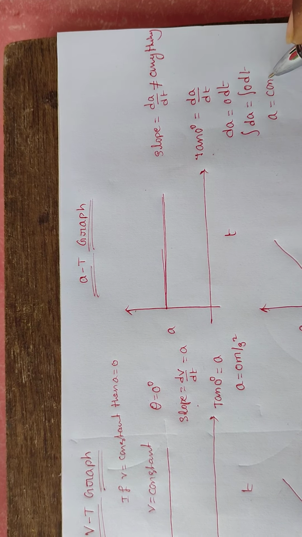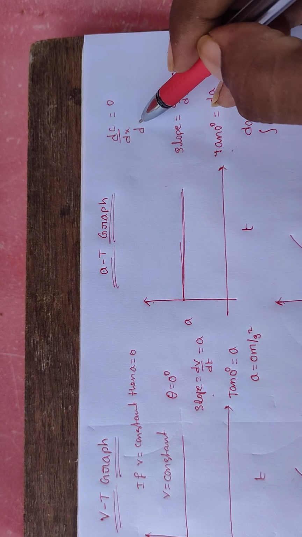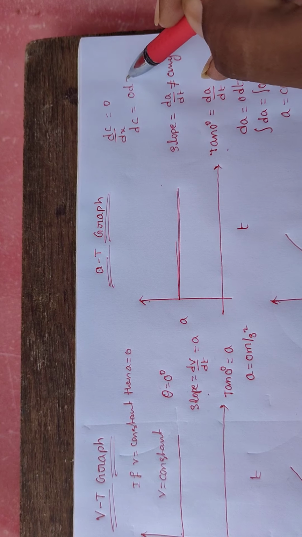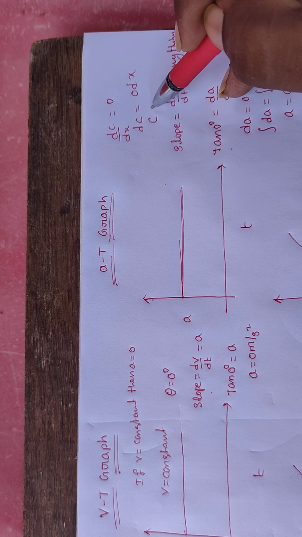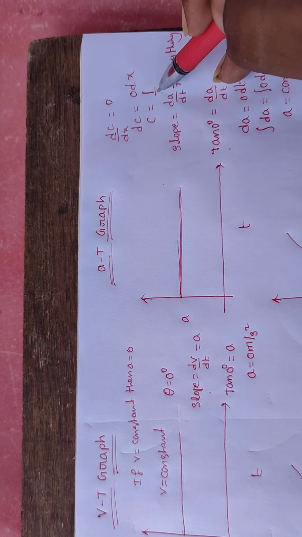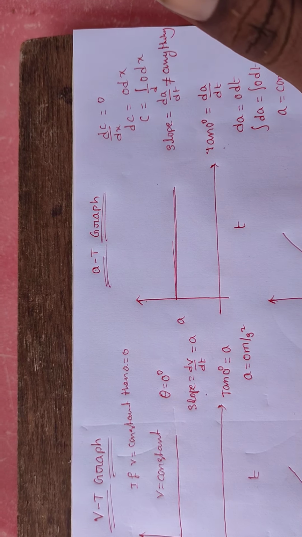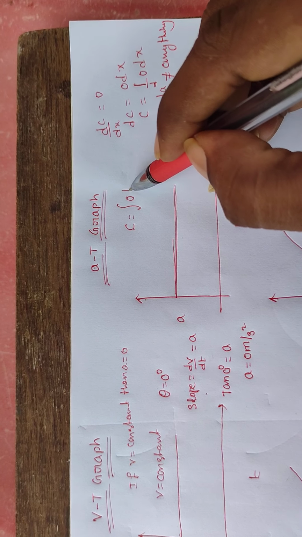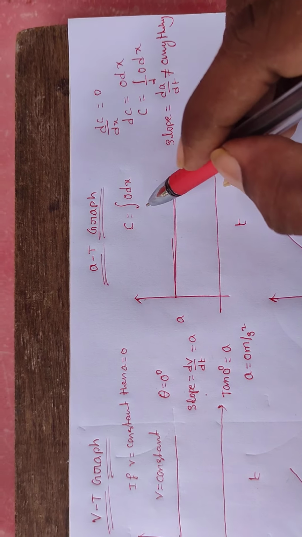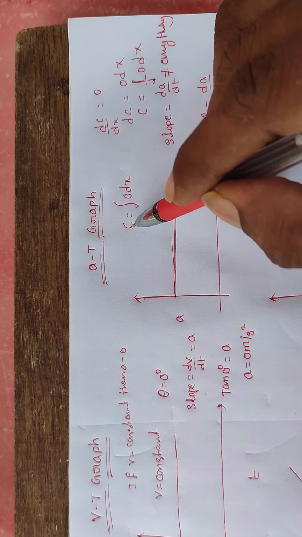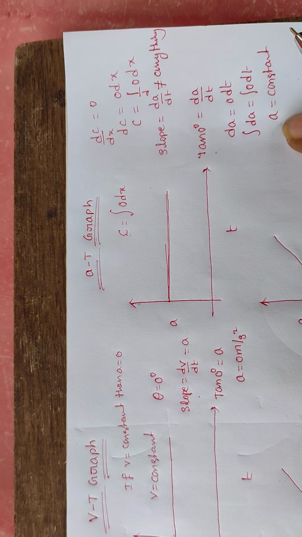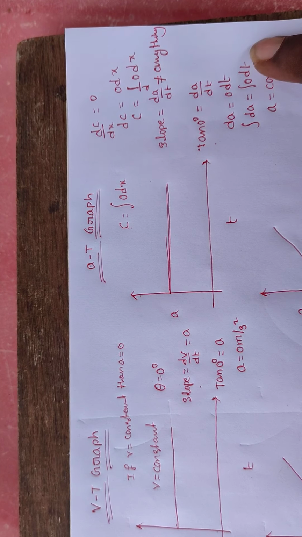Okay, so here d by dx of a constant equals 0, but dc equals 0 into dx. We have to find that c. So c means integral of 0 into dx. Yes or no? So in integration we have to use that condition. Integral 0 dx equals a constant value. Here integral 0 into dt equals constant. Which value is constant? Acceleration.